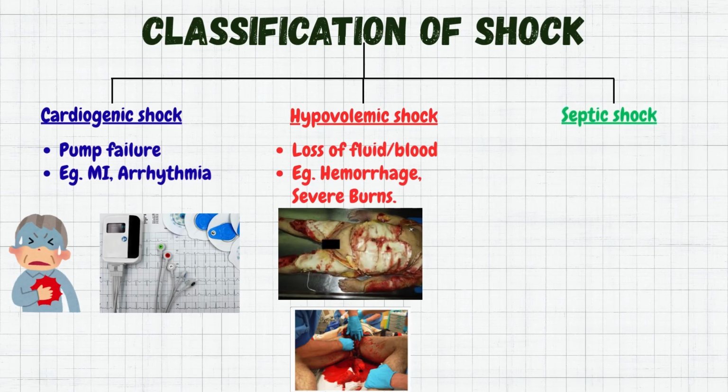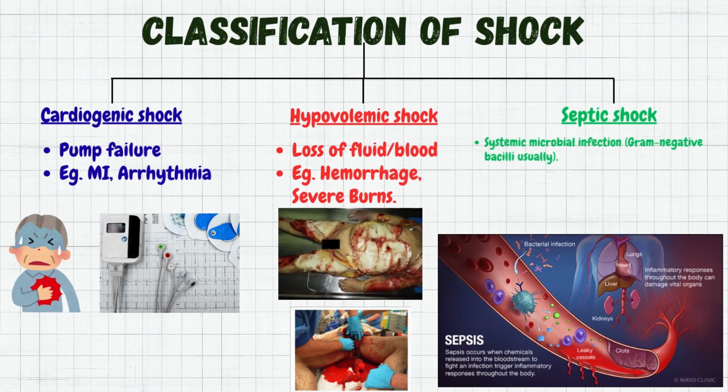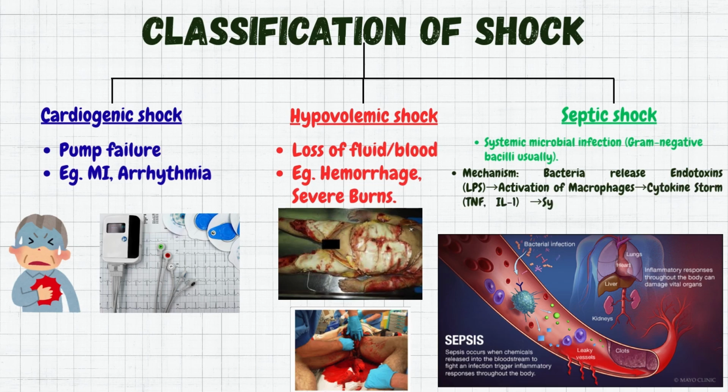Septic shock. It is due to systemic microbial infection, usually the gram-negative bacilli. The mechanism is bacteria release endotoxins, lipopolysaccharides, which leads to activation of macrophages, causing cytokine storm, tumor necrosis factor, and interleukin-1. This leads to systemic vasodilation and vascular leakage, causing hypotension.